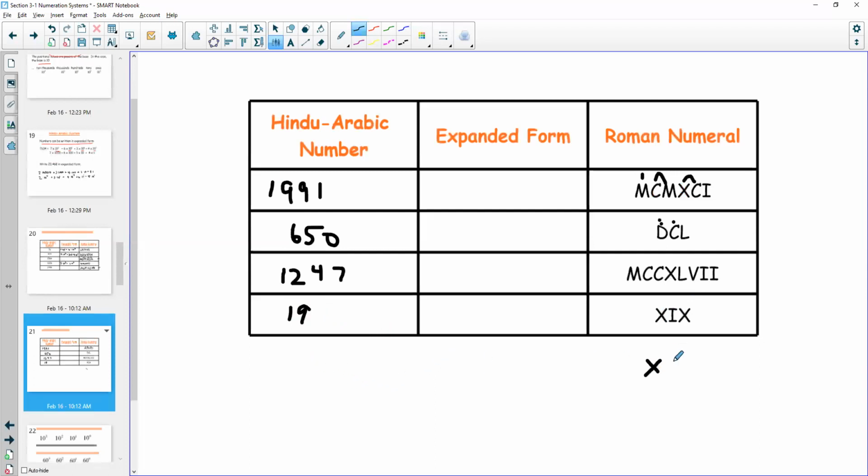There is one other thing we should do here. So what if I had this? XIX with the bar over it. It would still be 19, but we would be multiplying it times 1,000. So instead of being 19, it would be 19,000. Okay, if I put another bar over it, 19 million, right? Okay.